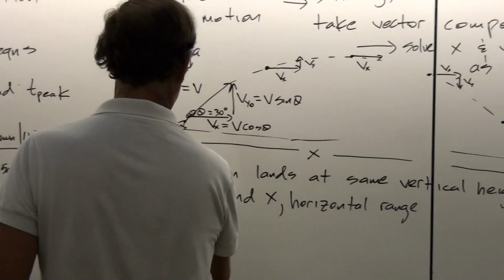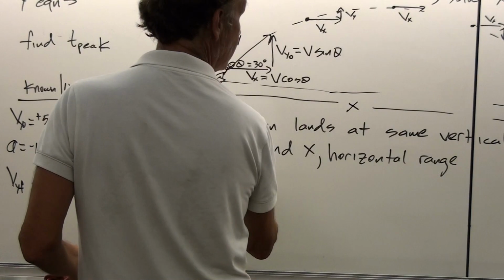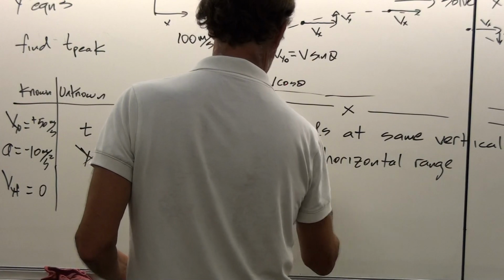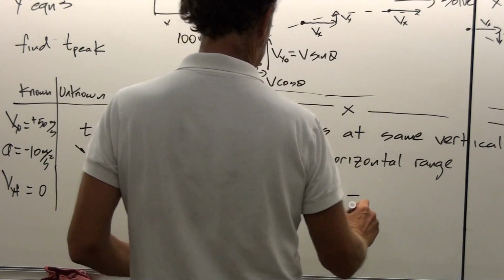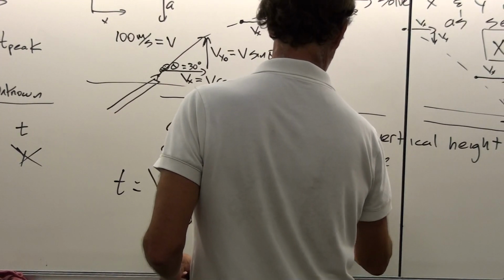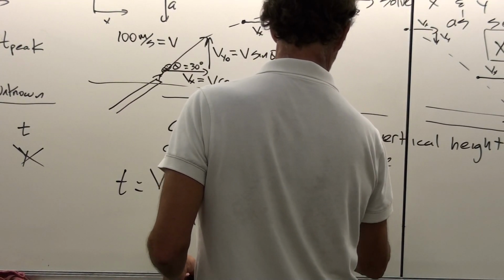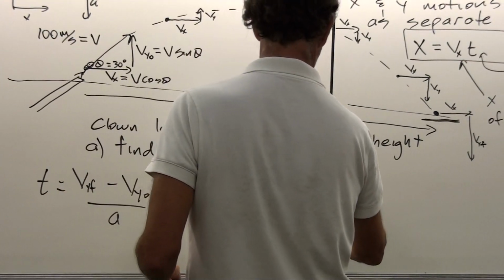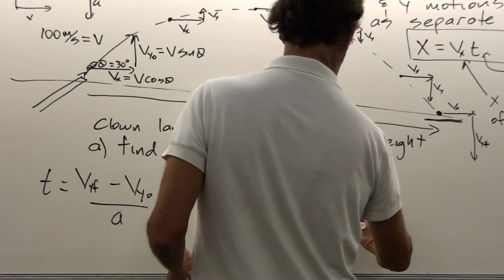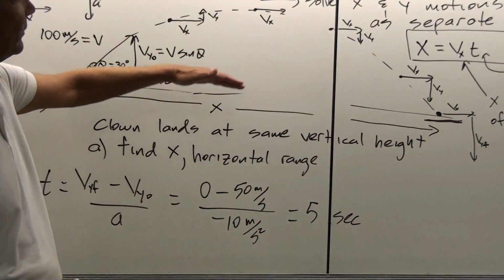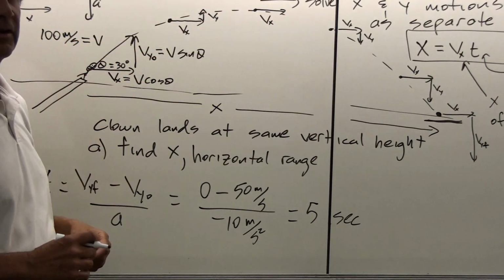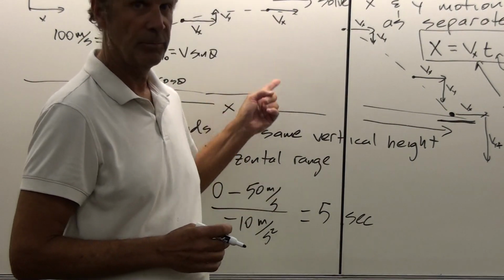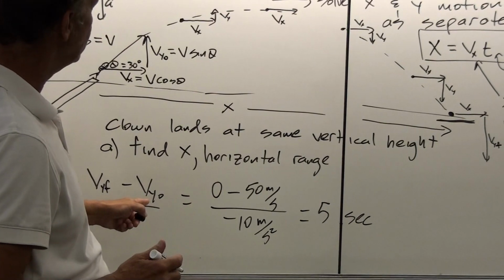So t then is going to be Vy final minus Vy initial over the acceleration, or 0 minus 50 meters per second divided by minus 10 meters per second squared. So that gives me minus 50 divided by minus 10 is plus 5 seconds. Now you may recall that we've actually already done this problem before. We figured out the time to the peak, and also the y displacement at the peak was 125 meters in a previous example we did. So this should be reasonable to you.